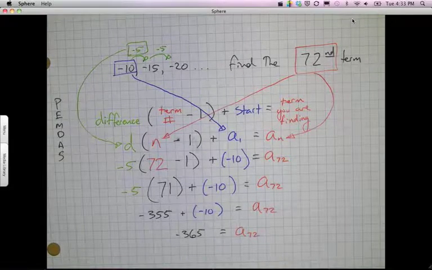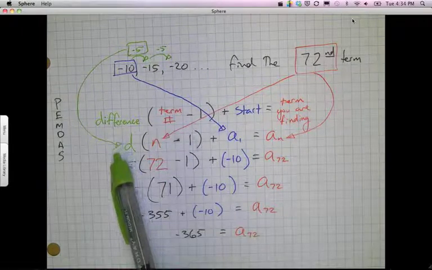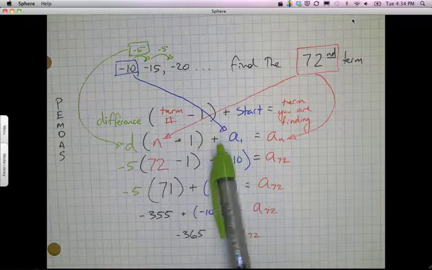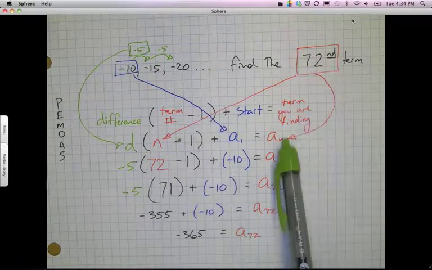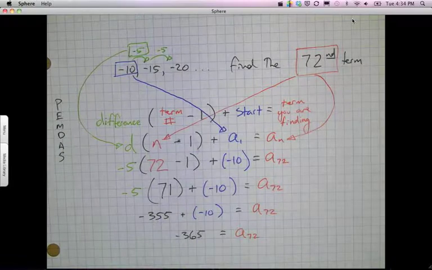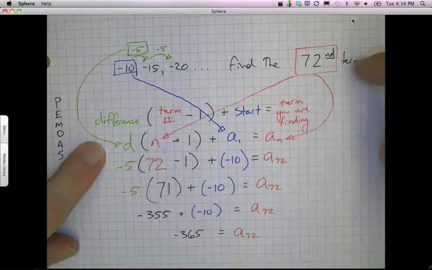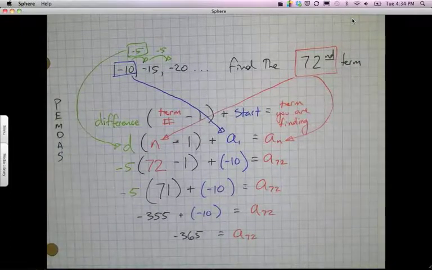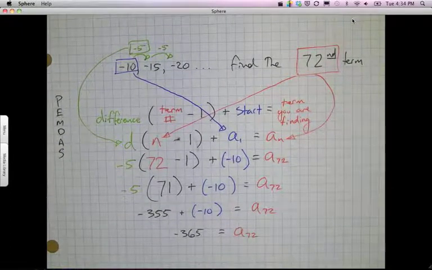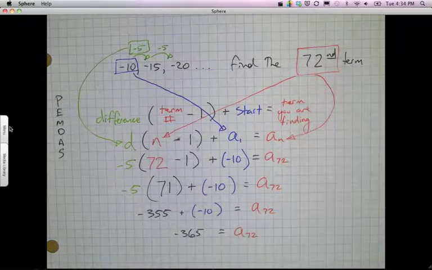And if you see where all the different connections were made, you see how this difference right here is my D, this starting point is my A1, and the 72nd term is the one I'm looking for, so that's my n that I put into my equation. Now these arrows are also an important thing to recognize because they show you where the ideas for these variables come from in my actual problem situation. And learning how to make those connections is one of the most important things you can do in algebra. So don't just do the math, make sure that you understand why you're doing each and every piece of it.